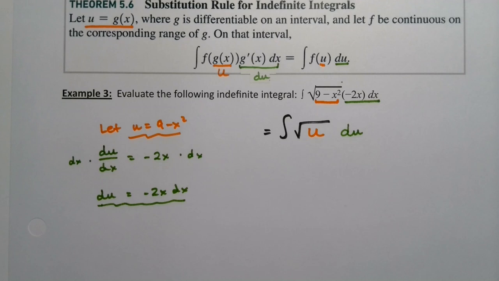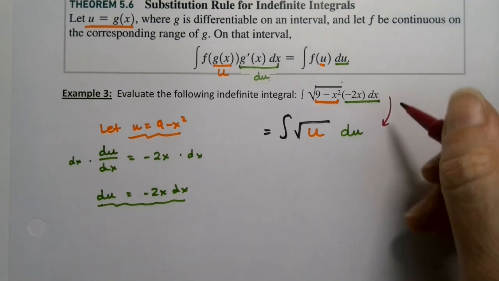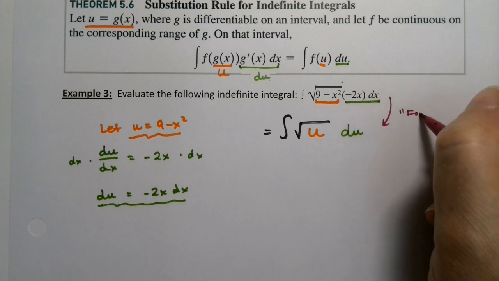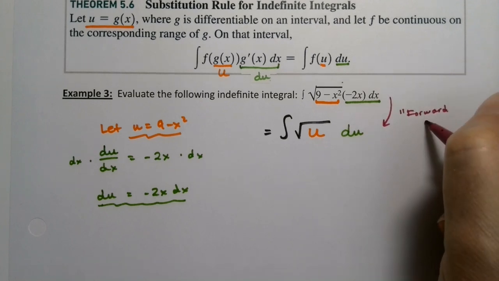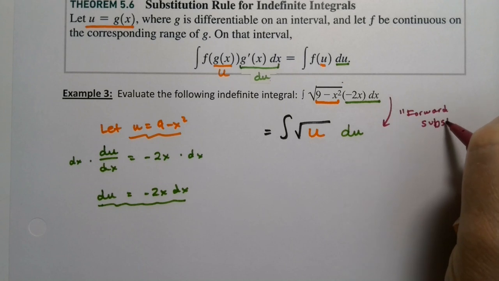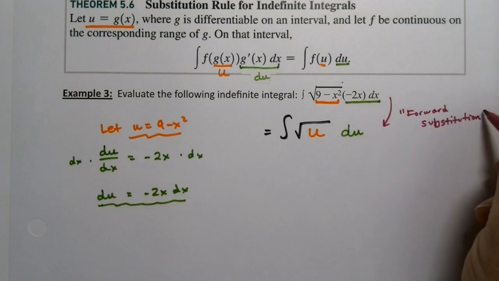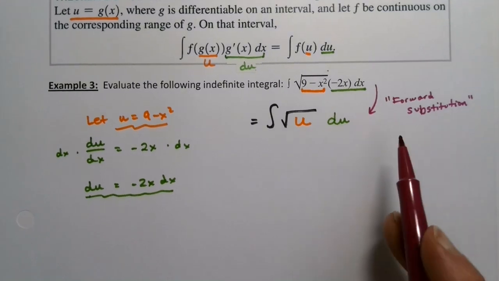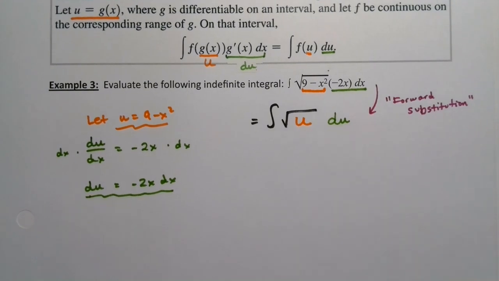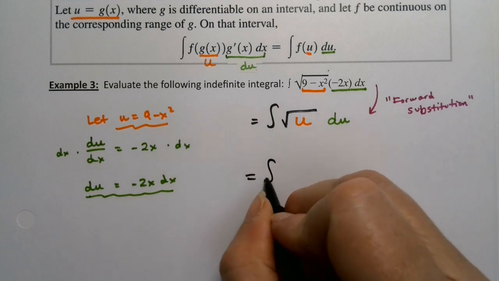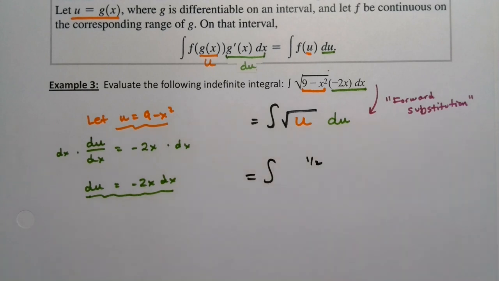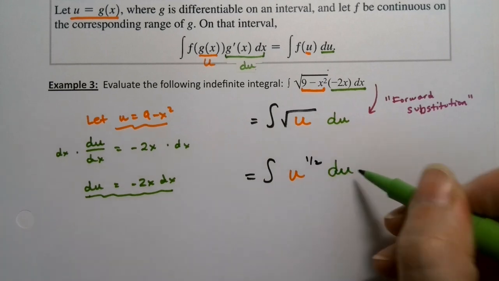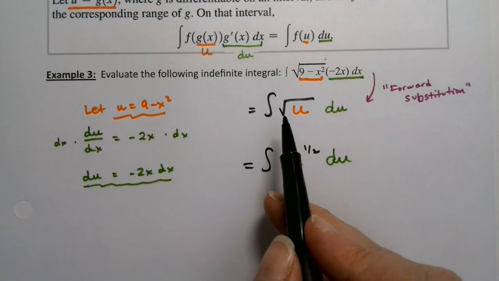Now doing this way is called forward substitution. When you're moving forward in the problem and putting the u in, is called forward substitution. This might matter to you in differential equations class if you get there. All right, so forward substitution is that way. All right, and then you just take the integral like you normally would. So this is the integral of u to the 1/2 power du, because of course we all learn square roots are the worst. Nobody wants to work with square roots.